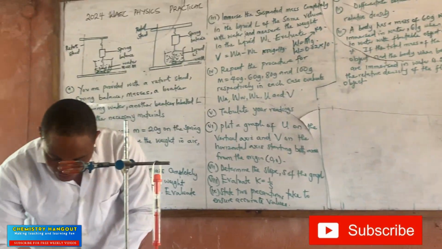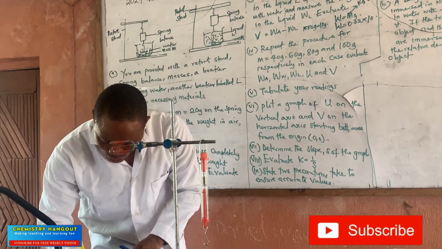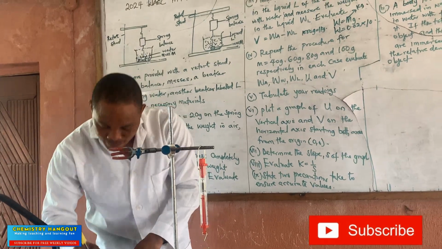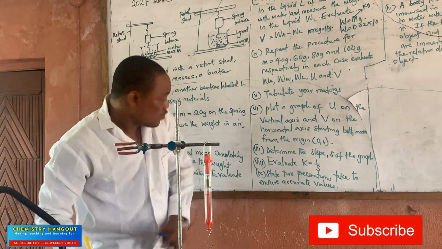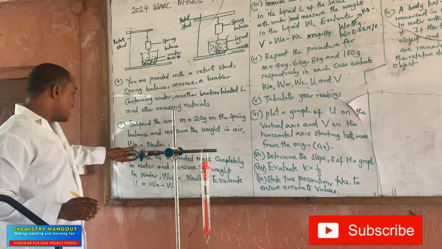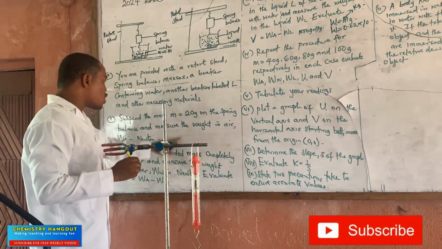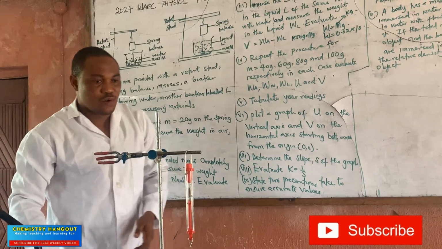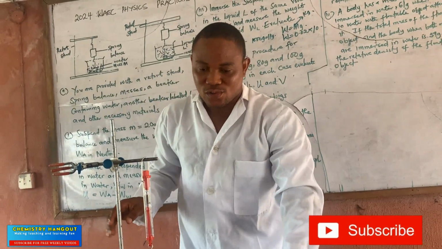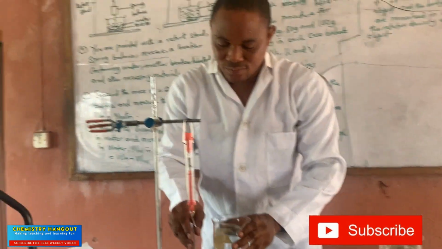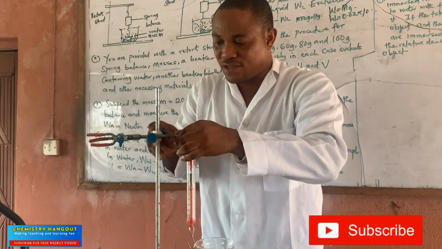So let me use 0.200 Newton now for 3 decimal places. So our W, that's in air. In water now, that's WW. Don't forget, for 20 gram, right? And this is our water now. So let's go. Let me adjust this up.